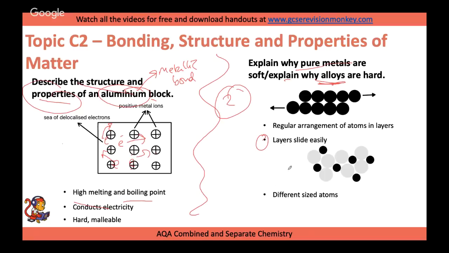And this is different sized atoms, because an alloy is a mixture of metals, or it could be a metal and a non-metal, like steel is made out of iron and carbon. So you have different sized atoms that distort the layers. It doesn't allow them to lay regular, and therefore the atoms don't slide easily. So if you were to hit this one with a hammer, the atoms would slide and you could change shape. But if you were to hit this one with a hammer, it would be a lot harder.